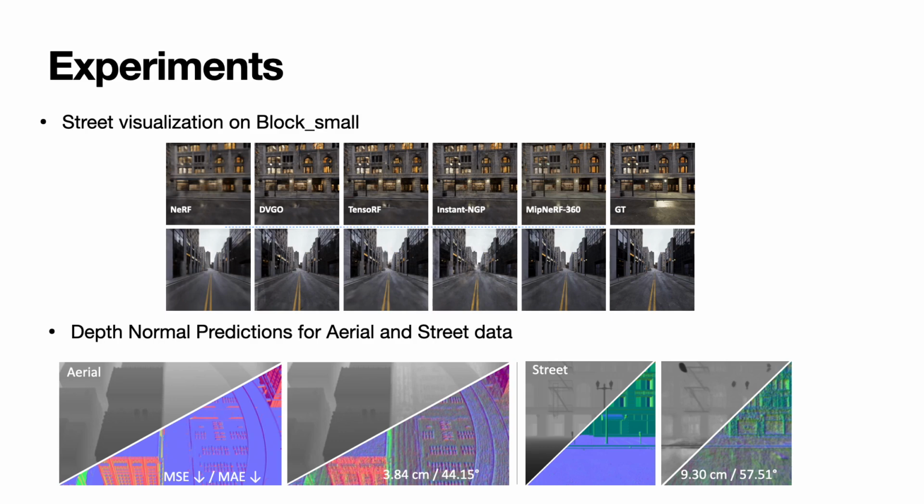So we conclude that modeling the street data of a block-size area in a single model is not reasonable, and we filter across the data to test current methods on what we call block small. Analyzing the results on block small, we find that the MLP-based methods perform better than the grid-based methods. Also, we estimate depth and normal results on both aerial and street data. We can also find that the street data is harder to reconstruct.